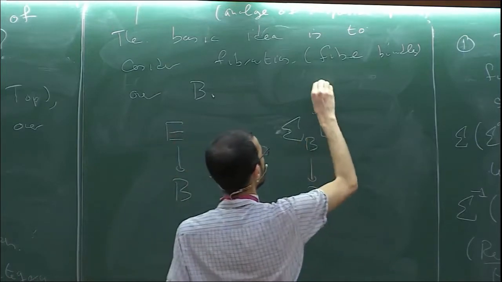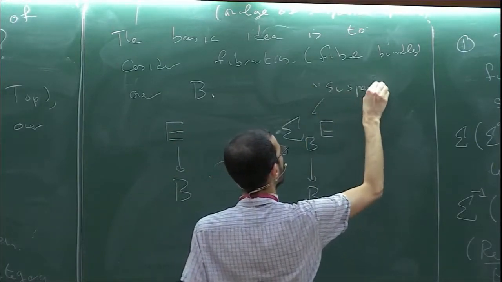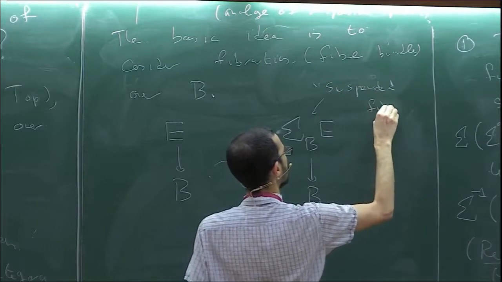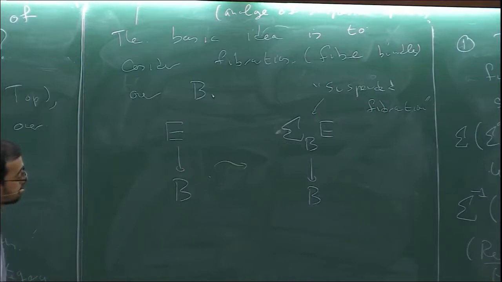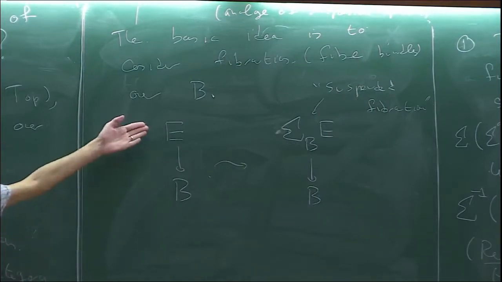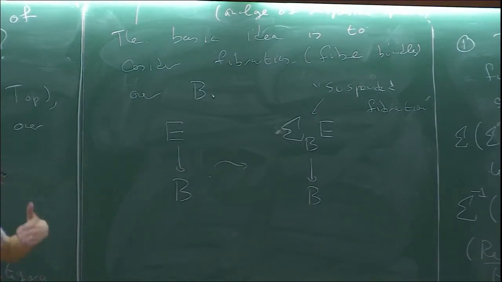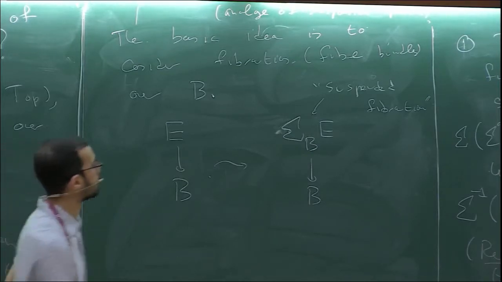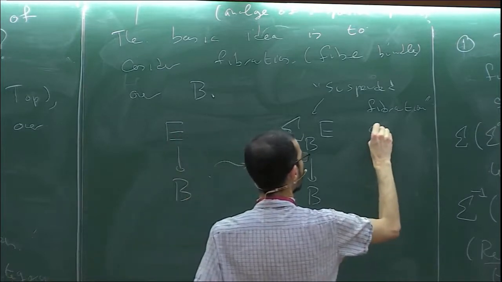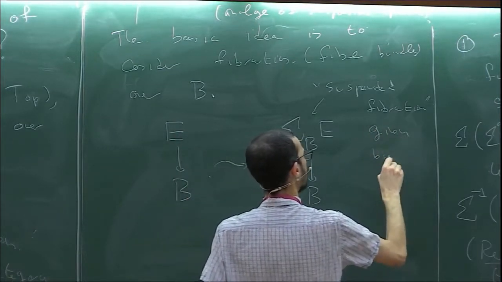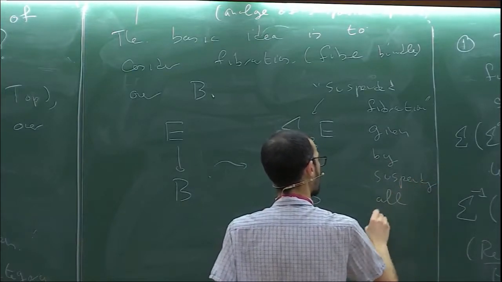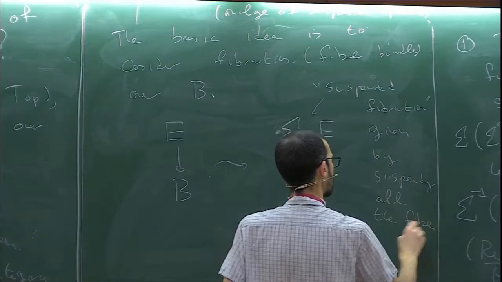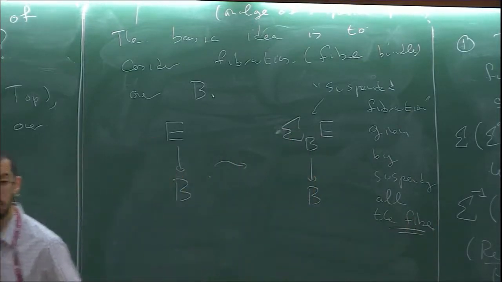This is the suspended vibration. So what is this suspended vibration? You don't want to just take this whole space and suspend it, because if you did, there would not be a map to B left. Okay? What you want to do is simply suspend all the fibers. Okay, that's what you do.